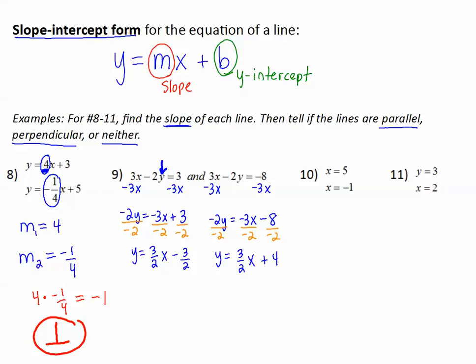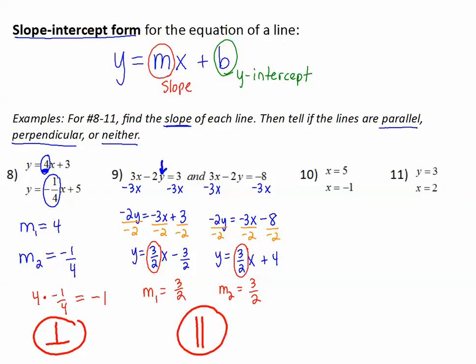Once I have it in y equals mx plus b, I'm looking at the coefficient of the x. This one is 3 halves. This one is 3 halves. The slope of line 1 is 3 halves. The slope of line 2 is 3 halves. They're the same slope. So what does that mean about these lines? That's right. They are parallel. That's my answer, parallel lines.